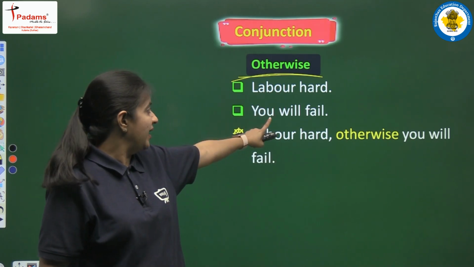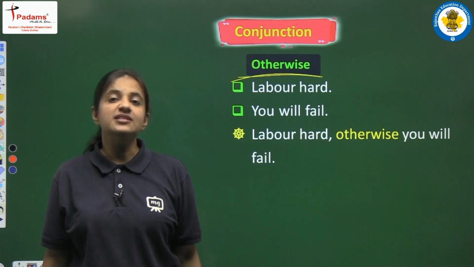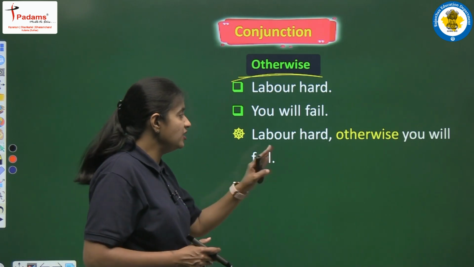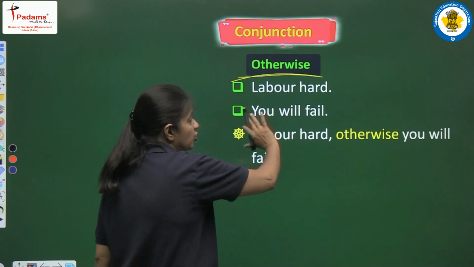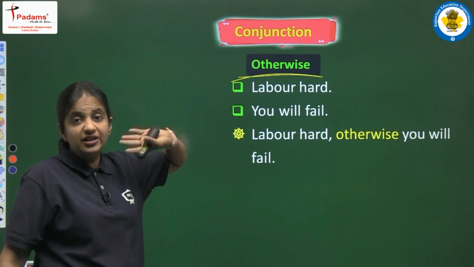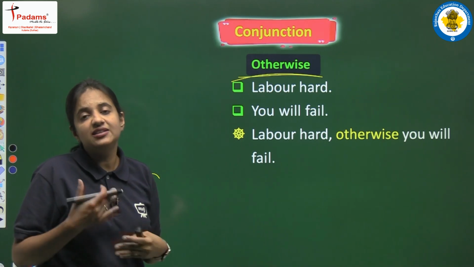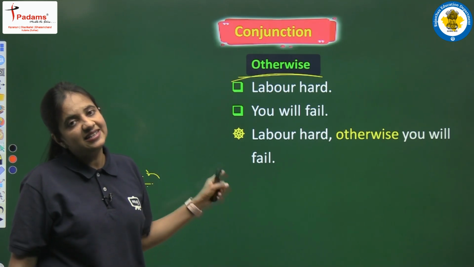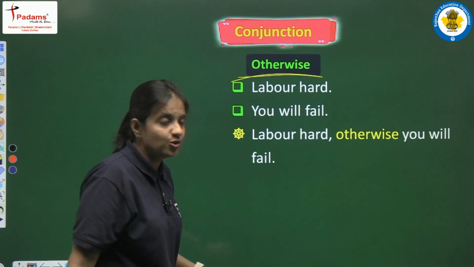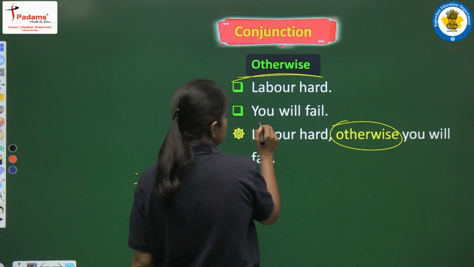Now we have to combine these two sentences and we have to use otherwise. So students, such kind of conjunction we have to see how we can use. Here we can see that we don't have any common part, because here we are having totally different things. The first sentence is the sentence in which we are giving the instruction. In the second sentence we are talking about the consequences, right? So what we have to do is just write otherwise in between these two sentences.